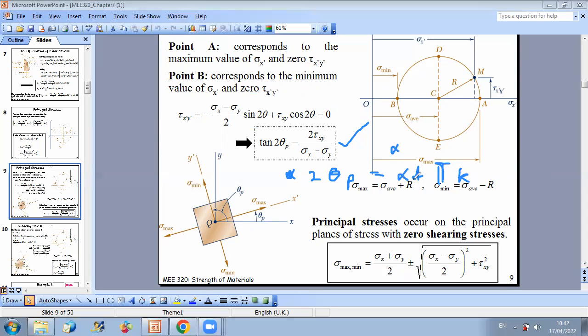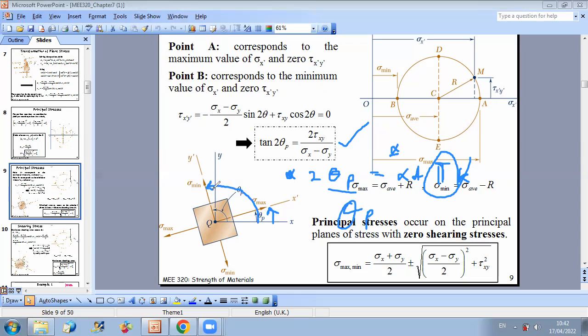So this means that 2 theta will differ by pi. The 2 angles corresponding to sigma max and sigma minimum, 2 times this angle will differ by pi. So the angles themselves will differ by pi over 2. This means that if I determine one possible solution, theta p, the other solution will correspond to theta p plus 90.